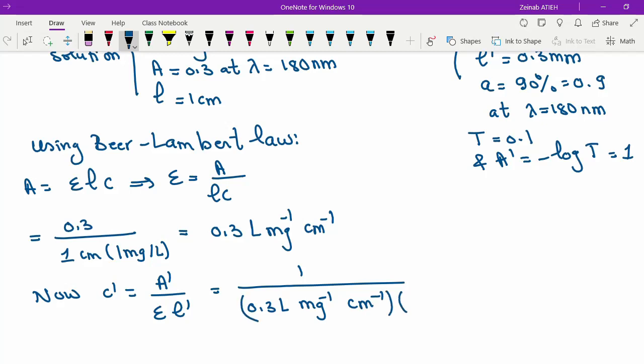L prime was given in millimeter, it's 0.3 millimeter, so I will change it to centimeter, so that centimeter cancels with centimeter minus 1. So it's 0.3 times 10 to the power minus 1 centimeter. So this is cancelled with this, and we will end up having an answer of 111 milligram per liter. And this is the final answer.